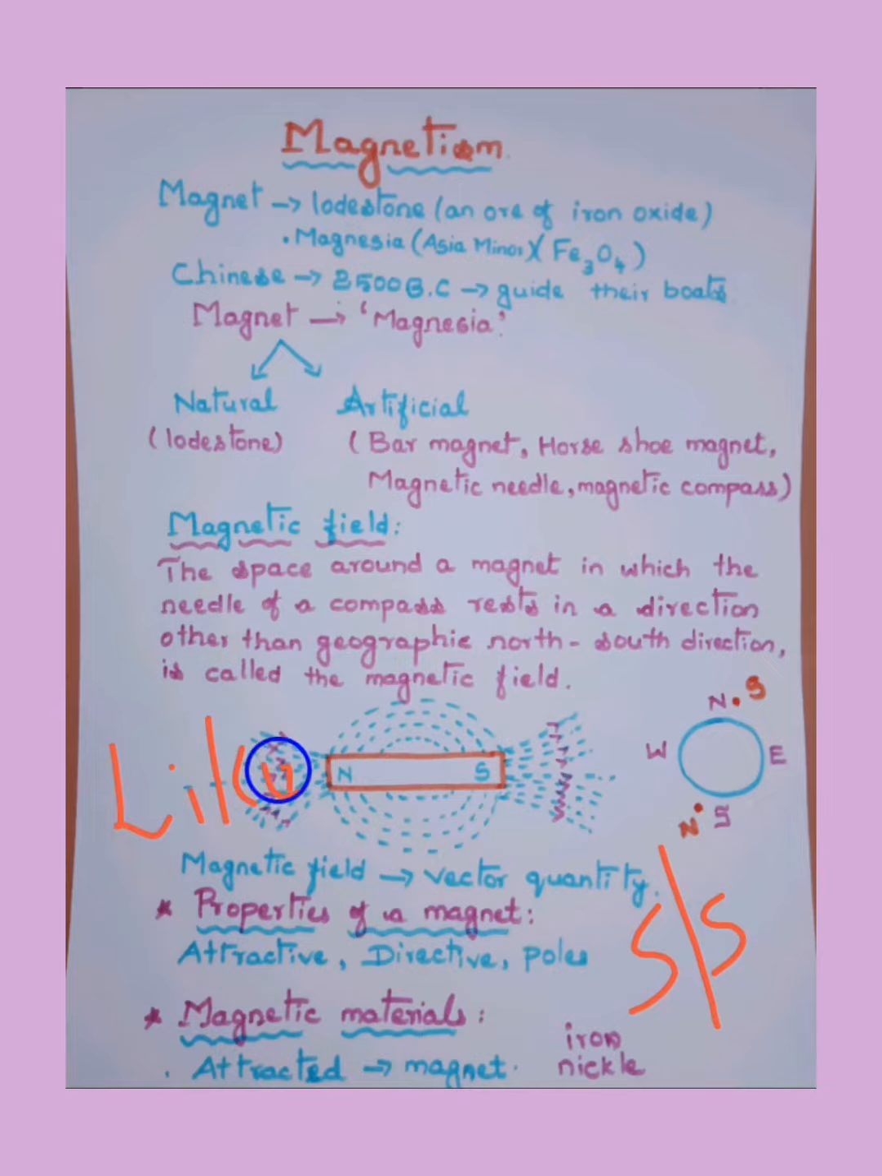Unlike poles of two magnets attract each other. Unlike poles means one north pole and one south pole, or south pole and north pole. Like poles of magnet repel each other. Unlike poles of magnet attract each other. Cleared?